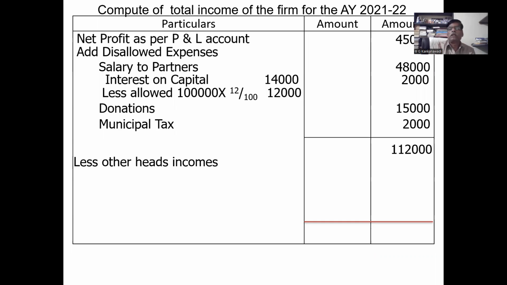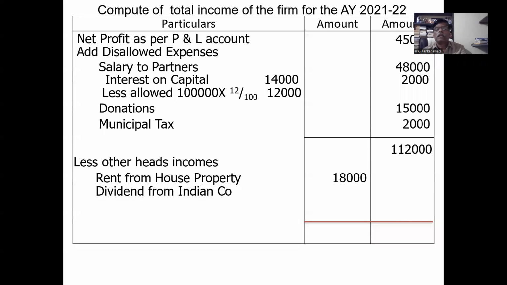Then less other head incomes and allowable expenses. First is rent from house property, 18,000, not related. Second is dividend from Indian company, 12,000, that is also not related. Third is allowable depreciation.